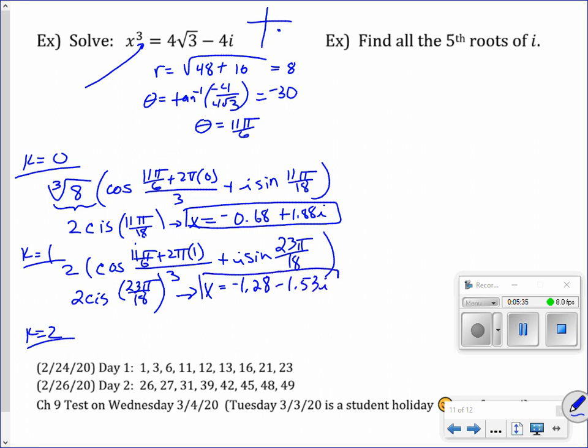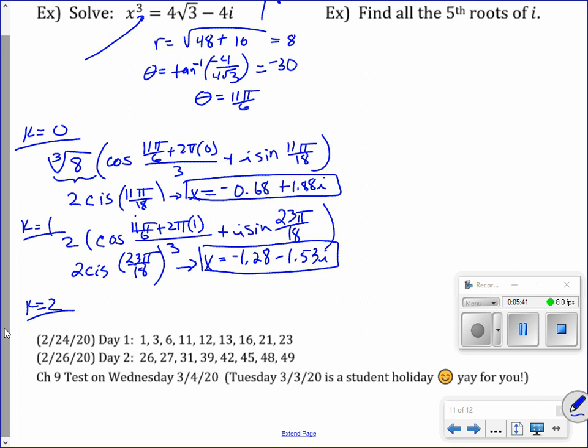All right. So the last one, when k equals 2, we're going to do all the same stuff, but we're going to have this thing right here change to a 2. So I have 2 cosine of 11 pi over 6 plus 2 pi times 2 over 3, plus i sine. And when you put in 11/6 plus 4 divided by 3, you end up with 35 pi over 18.